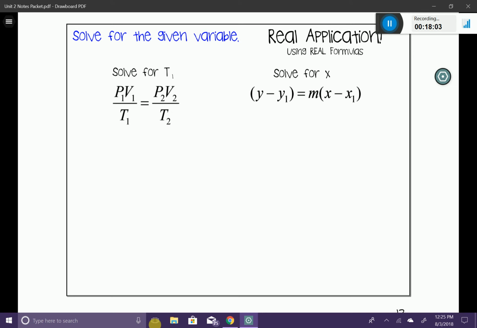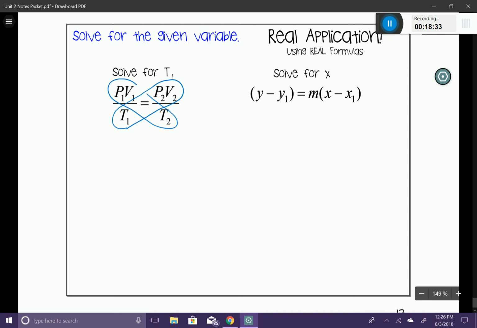Now, notice how T1 is in my denominator. I don't want that in my denominator. Let's put him in the numerator. Actually, can I step back a second? This looks really familiar, doesn't it? Doesn't this look like a proportion? It is. Couldn't we use our skills with cross products to figure this one out? Let's use the cross products. That's a cool little nifty tool that we've already learned about.